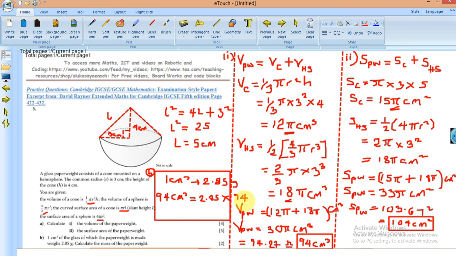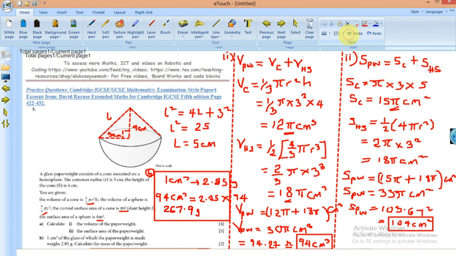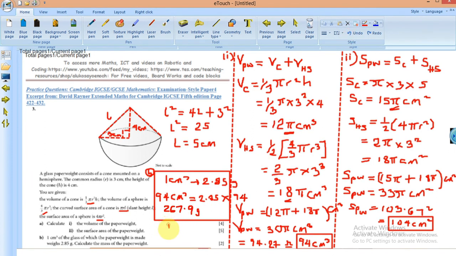Okay, so that is 267.9 grams. Let's just take it to the nearest gram. To the nearest gram, that is 268 grams. Okay, let me just go ahead and put that in a rectangular box. Okay guys, we've come to the end of our tutorial session for today.